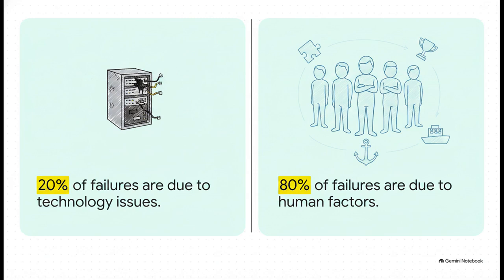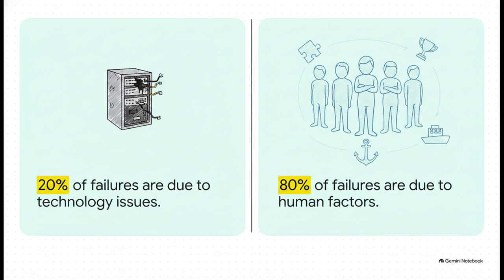You know why roughly 70% of digital transformations fail? Well, it is not the tech. Technology accounts for only about 20% of failure. The other 80%? That is entirely human and cultural failure. People just naturally resist new workflows.